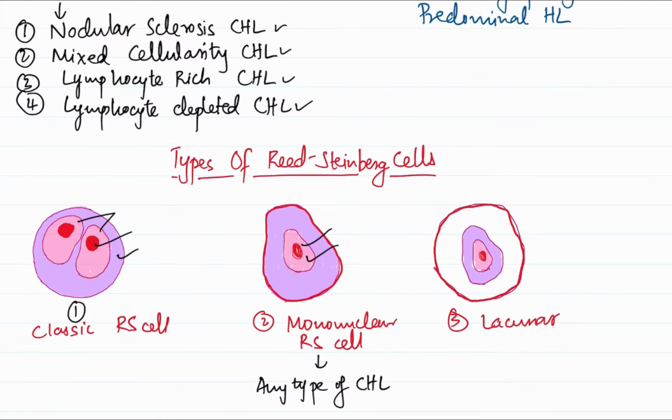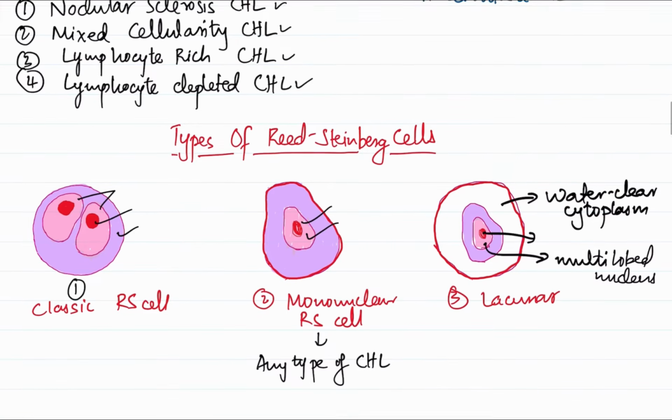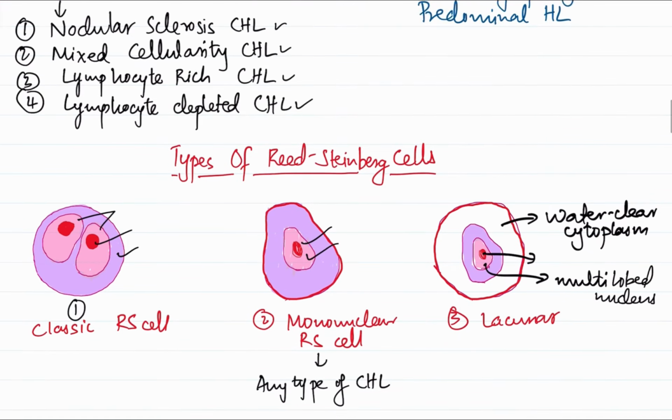Now the third one is the lacunar variant. The lacunar variant means the cytoplasm is disrupted and clear. We call it the water clear cytoplasm. So the cytoplasm is clear and appears like a lacunae, and the eosinophilic nucleoli is present, and there are multi-lobed nuclei. These are the features of lacunar variant.